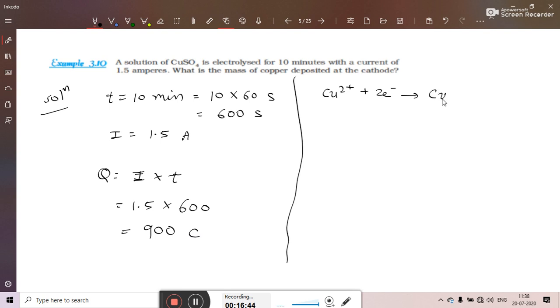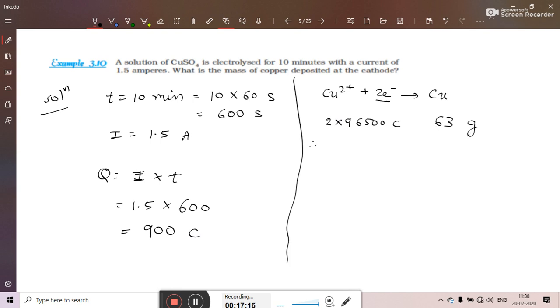Now here you can see that 2 moles of electrons means 2 into 96500 coulomb. Okay, 1 mole of electron means 96500 coulomb. So 2 moles of electrons means 2 times 96500 coulomb. So 2 moles of electrons will give you 1 mole of copper. Now atomic mass of copper is 63 gram. Okay, so 63 gram per mole, that is the molar mass of copper.